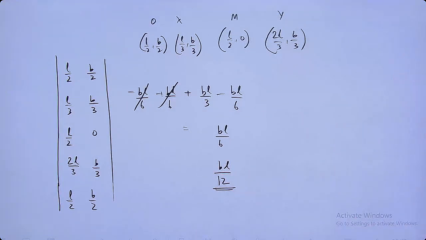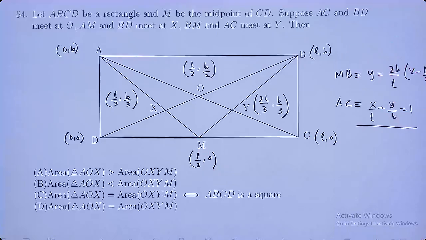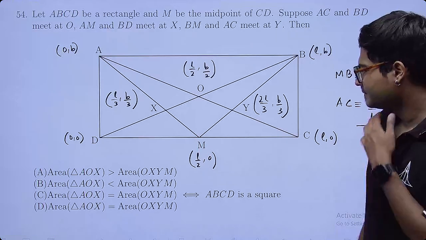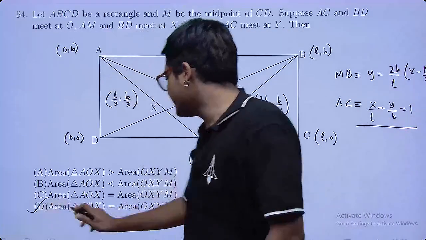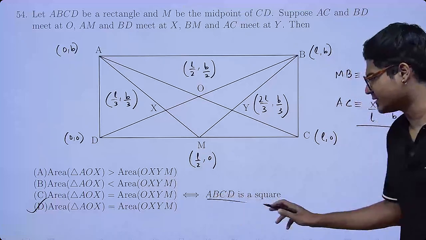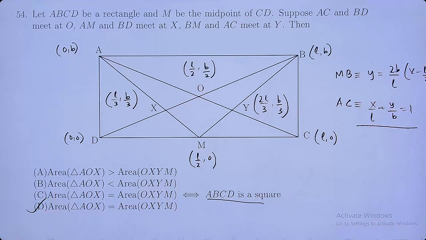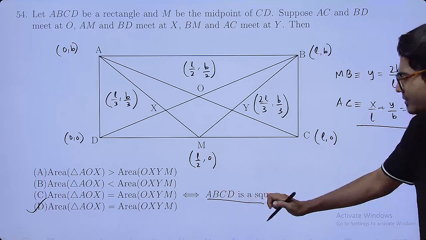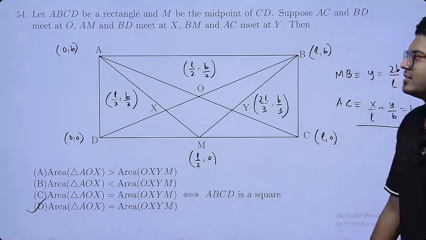Yeah. So you can say that the areas of these two are equal, right? And these are equal for any L and B, right? There's no restriction on ABCD to be a square. You understand? We did not get any conditions on L and B, right? For any L and B, these are equal, right? So it's not going to be option C, it's option D, right? So that's your answer. Cool.